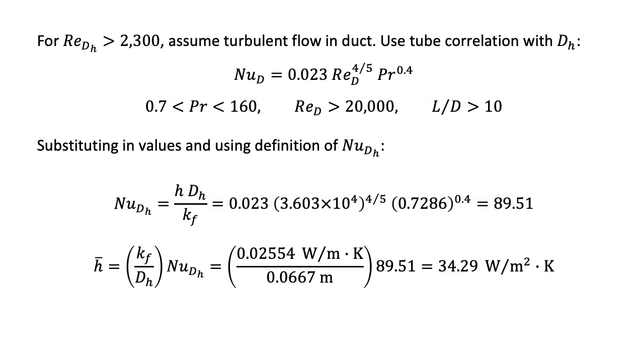Recall that for internal pipe flow, if the Reynolds number, based on diameter as the length scale, is greater than 2300, we assume the flow is turbulent. Based on this, we select a suitable correlation for the airflow that is commonly referred to as the Dittus-Boelter correlation. Substituting in values, we get a Nusselt number of about 90 and a convection coefficient of 34 watts per meter squared Kelvin.